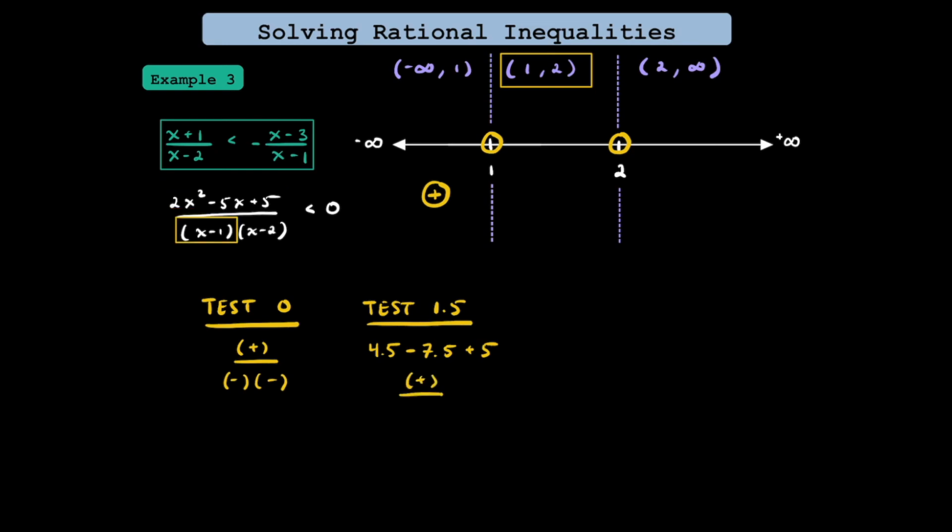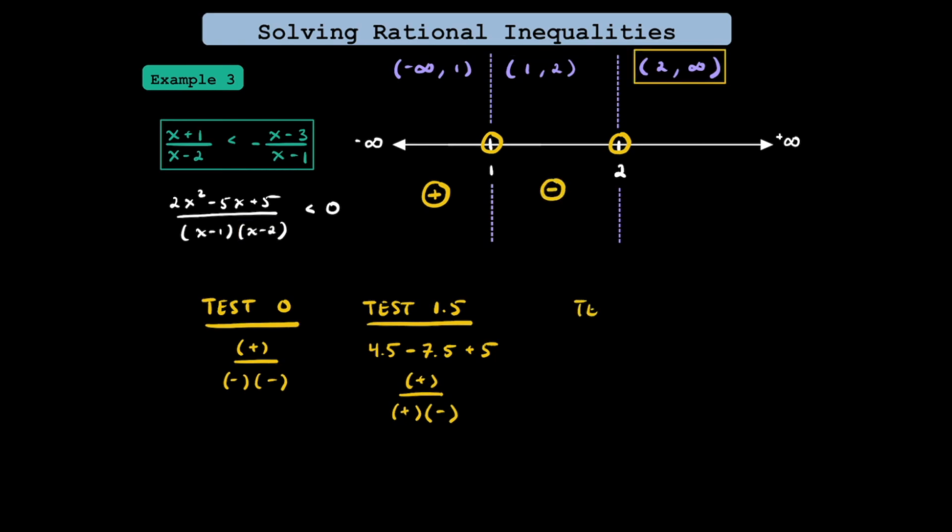Plugging in 1.5 to this bottom left here, 1.5 minus 1 is positive 0.5, so that's going to be positive. And plugging in 1.5 to this bottom right, 1.5 minus 2 is going to be a negative 1/2, so that's negative. On the bottom here, positive times a negative is a negative, and a positive divided by a negative is going to be a negative. Everything in this interval is going to be negative.